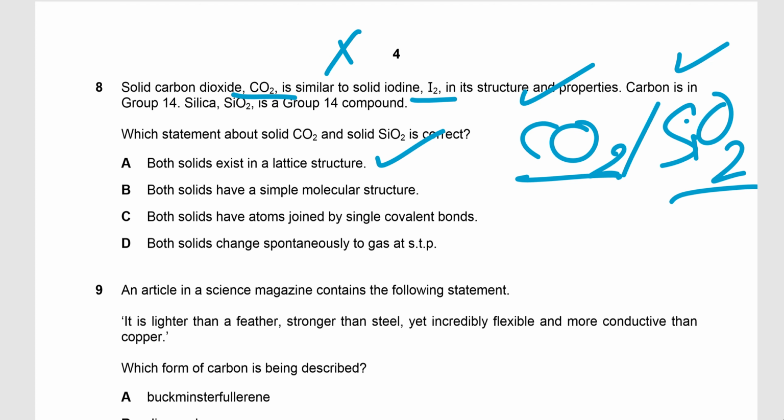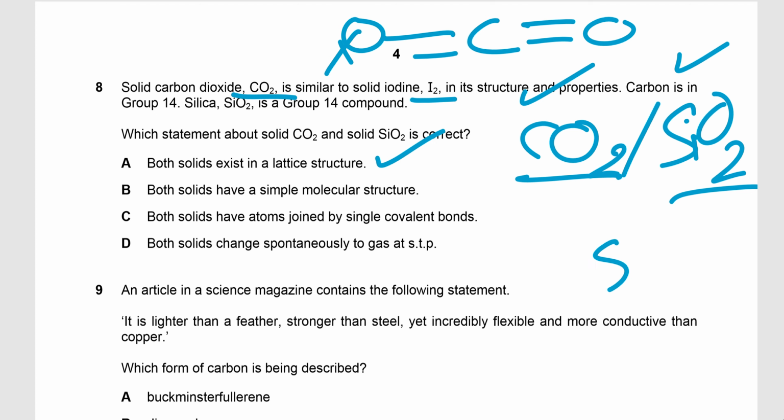Actually, it's not simple. Both solids have atoms joined by single covalent bonds. Now carbon dioxide is bonded with two double bonds. In silicon dioxide, yes, it says correct. And this one will be tetrahedral. It will be bonded with another oxygen here, another oxygen from another element.